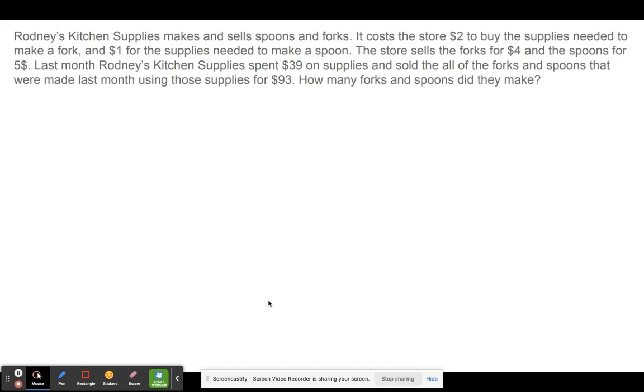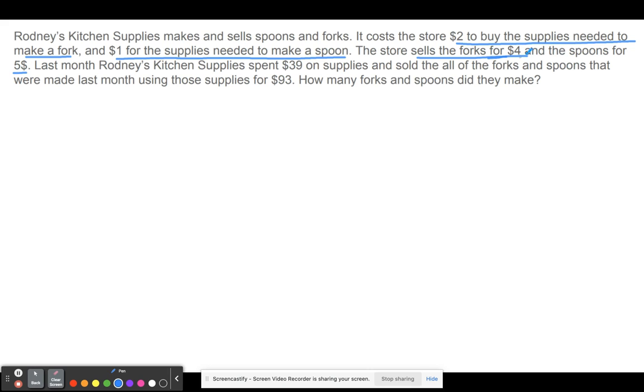All right, next question. So now this one, Rodney's Kitchen Supplies makes and sells spoons and forks. It costs the store $2 to buy supplies needed to make a fork, and $1 for supplies needed to make a spoon. So $2 to make a fork, $1 to make a spoon. The store sells the forks for $4 and the spoons for $5.